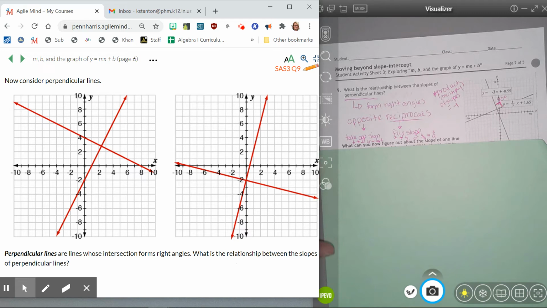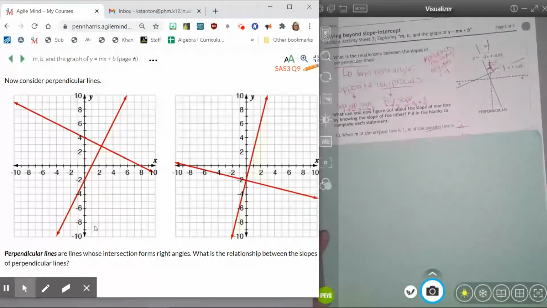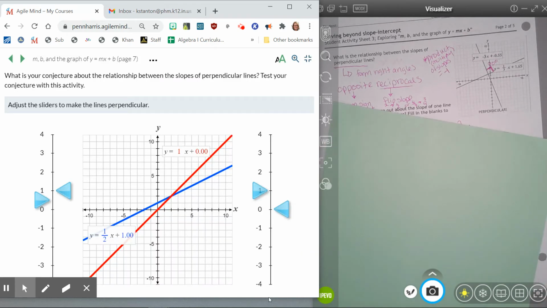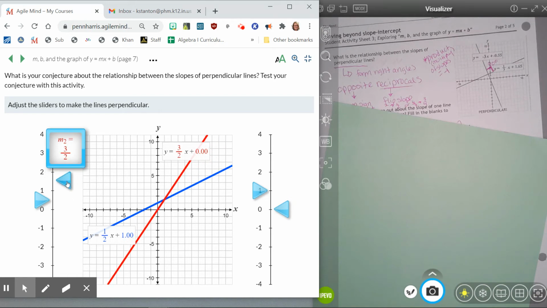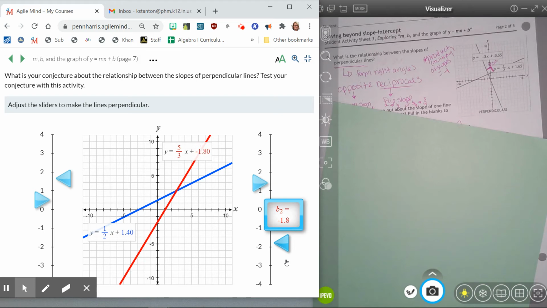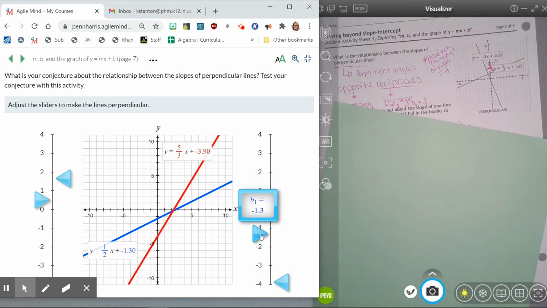So now let's talk about if we were to find the slope of a perpendicular line. So let's just play with my graph here for a little bit. So I'm going to put this right there, and I'm going to adjust, we'll put this one down here. Okay, and I'm going to take my blue graph right here. I want my blue line to be perpendicular of the red line.